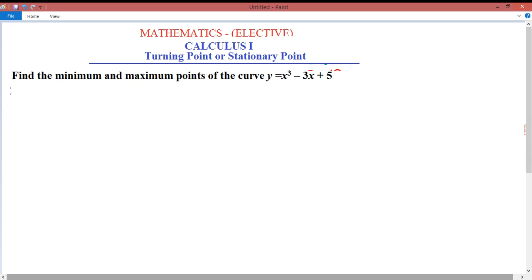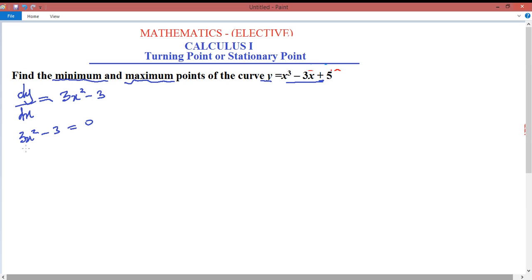We are to find the minimum and maximum points, like the first question, of the curve y is equal to x cubed minus 3x plus 5. We know at these 2 points, our dy dx is equal to 0, because they are turning points. And what is the value of dy dx? Let's find that one. We differentiate the function: 3x squared minus 3. The 5 drops. So 3x squared minus 3 is equal to 0.